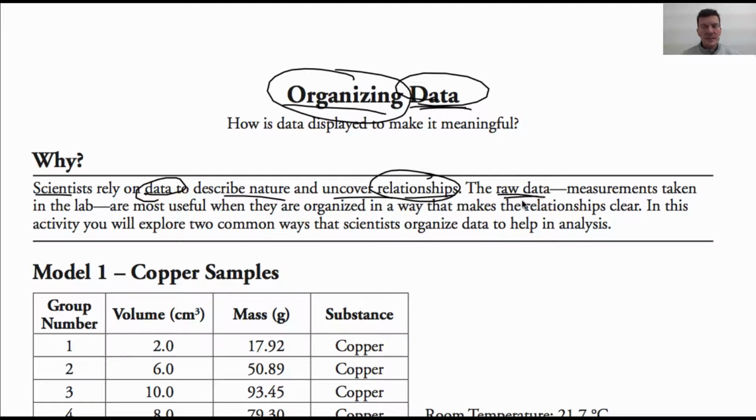Okay? The raw data, meaning the measurements, the values, the quantities that you take and record from your lab are useful if you organize them, or I should say when you organize them, because you're going to want to organize them in a particular fashion. By organizing them, we make those relationships a little more clear. So in this activity and in this video, we're going to talk about two ways that we are going to organize data. And again, the reason is it helps us to analyze that data.